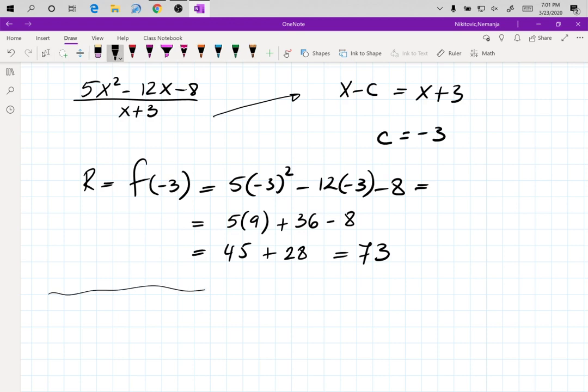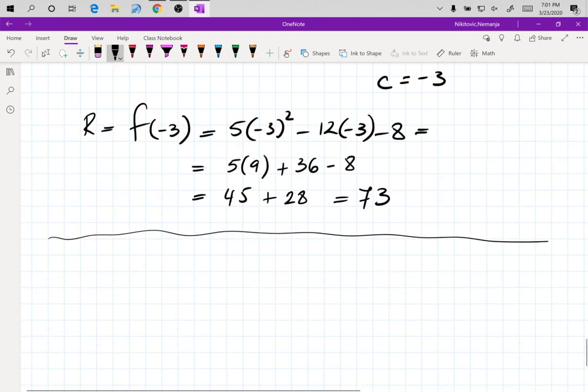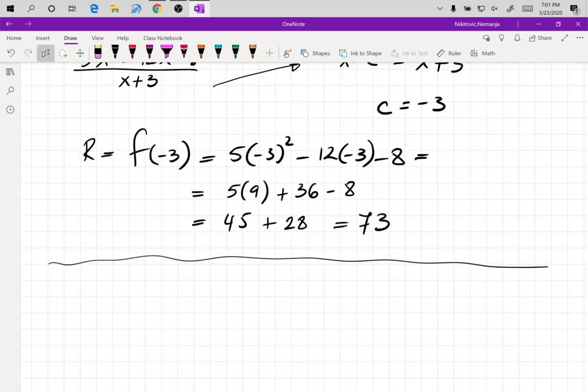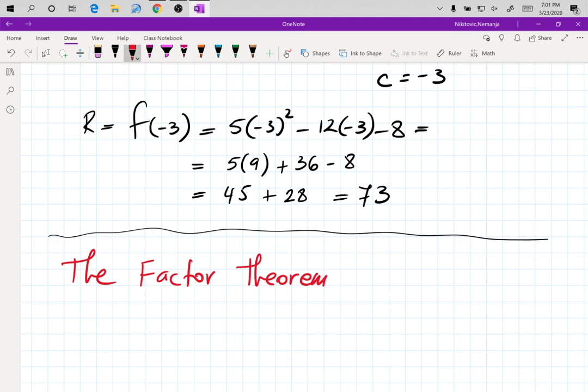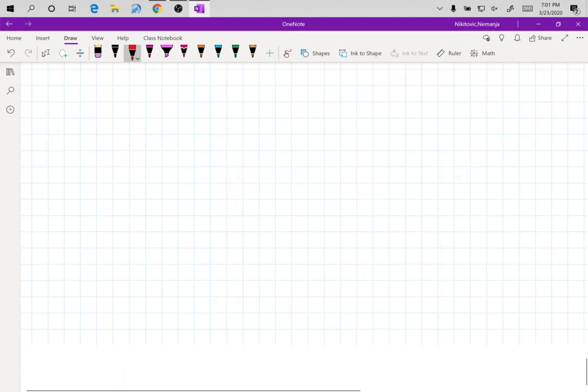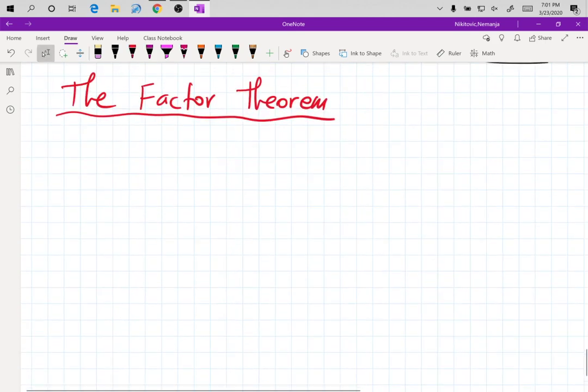The second theorem, which is the factor theorem, is the one that we are actually using, and the remainder theorem is the one that makes it possible. So this is the big guns now. The factor theorem.